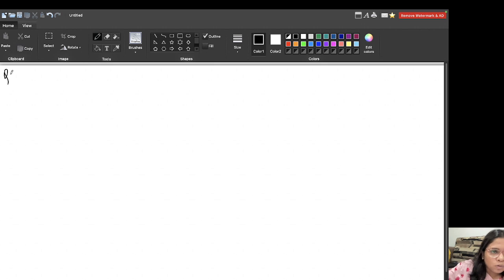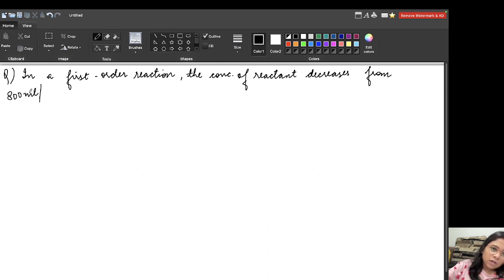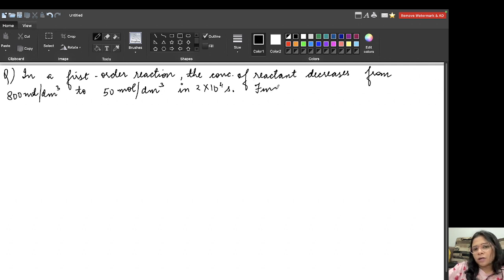Okay, the first question is telling you, in a first order reaction, the concentration of reactant decreases from 800 mole per decimeter cube to 50 mole per decimeter cube in 2 into 10 to the power 4 seconds. Find the rate constant. What do you need to find? You need to find the rate constant.